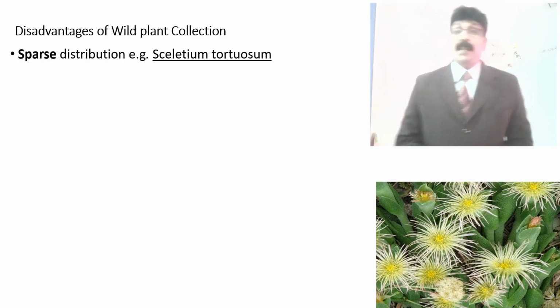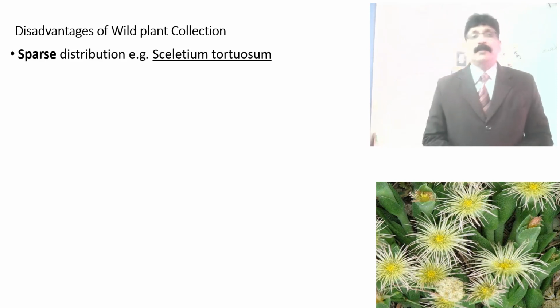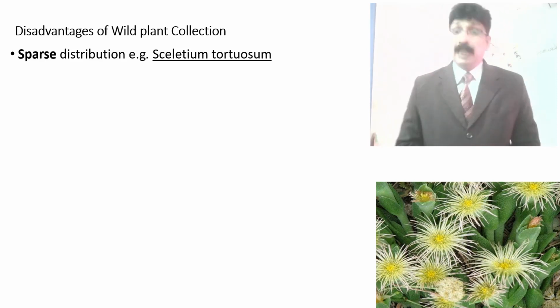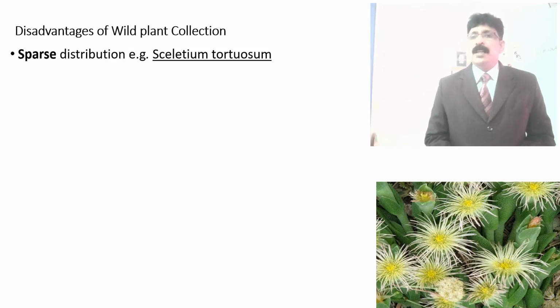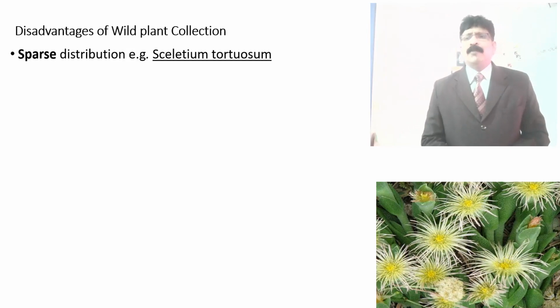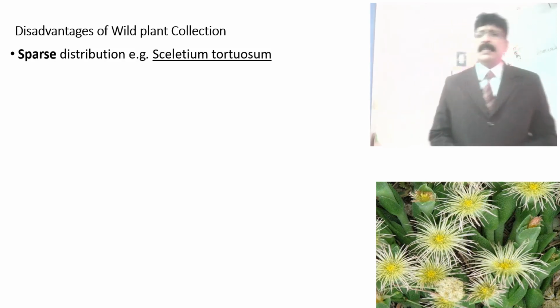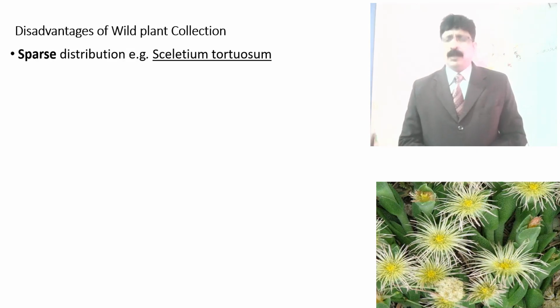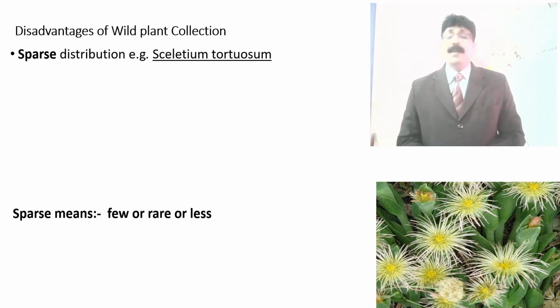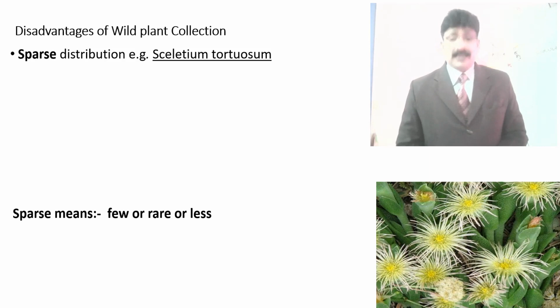So, disadvantages of wild collection. There are many disadvantages when you are collecting from the wild. That's why we are talking about cultivation and collection, which helps in getting a pure one. We can see sparse distribution, very rare plants like Sceletium tortuosum. It's a plant that is useful as a mood elevator. Anxiety patients can be treated with it in Africa. It is a very common South African plant. And sparse means few, rare or less.